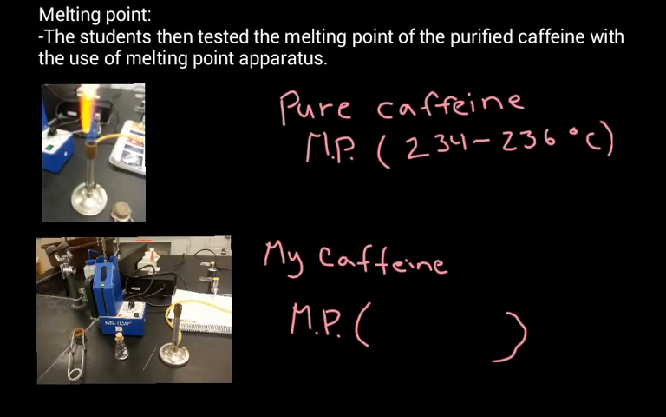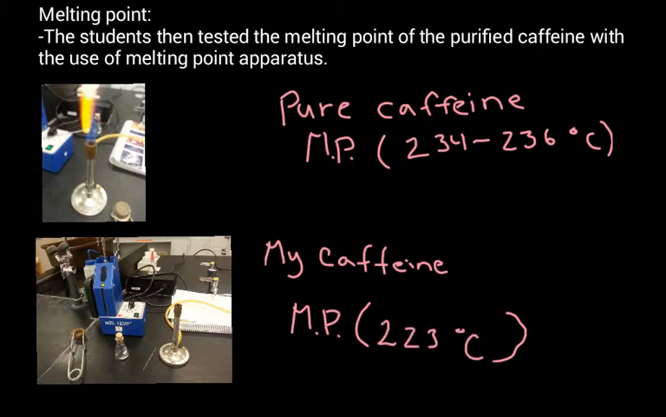Next, the student had to test the melting point of the caffeine to figure out how pure the caffeine was. The student then tested caffeine using a melting point apparatus. The caffeine melting point was 234 to 236 degrees Celsius. My caffeine melting point was 223 degrees Celsius.